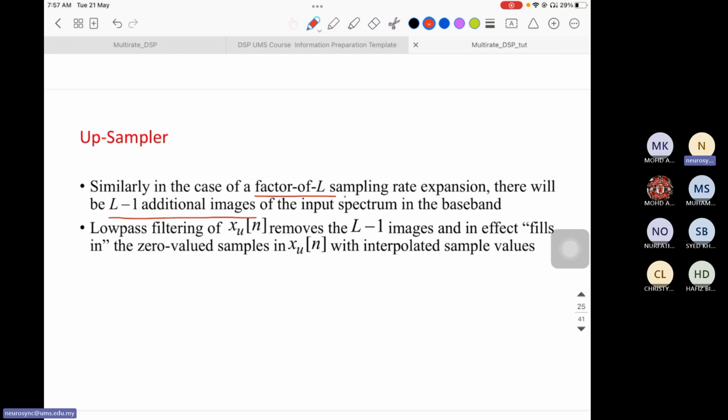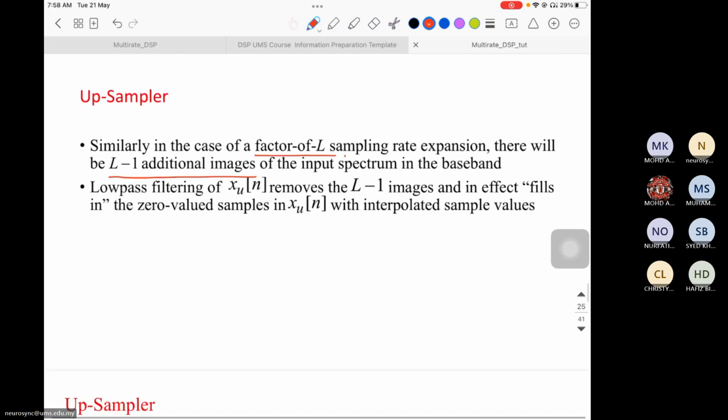The upsampler, we know, is the interpolator, which increases the sampling rate. Low pass filtering of this output X_U of n removes the L minus 1 images and in effect fills in the zero valued samples. Basically we do the zero padding there, so we need to again use the low pass filtering process, which removes these L minus 1 images.